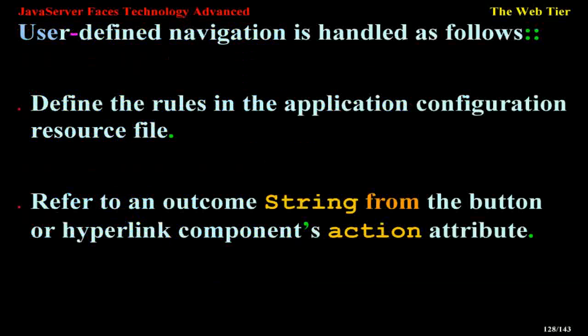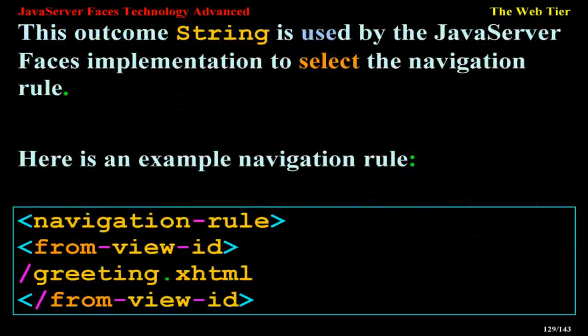User-defined navigation is handled as follows. Define the rules in the application configuration resource file. Refer to an outcome string from the button or hyperlink component's action attribute. This outcome string is used by the JavaServer Faces implementation to select the navigation rule.